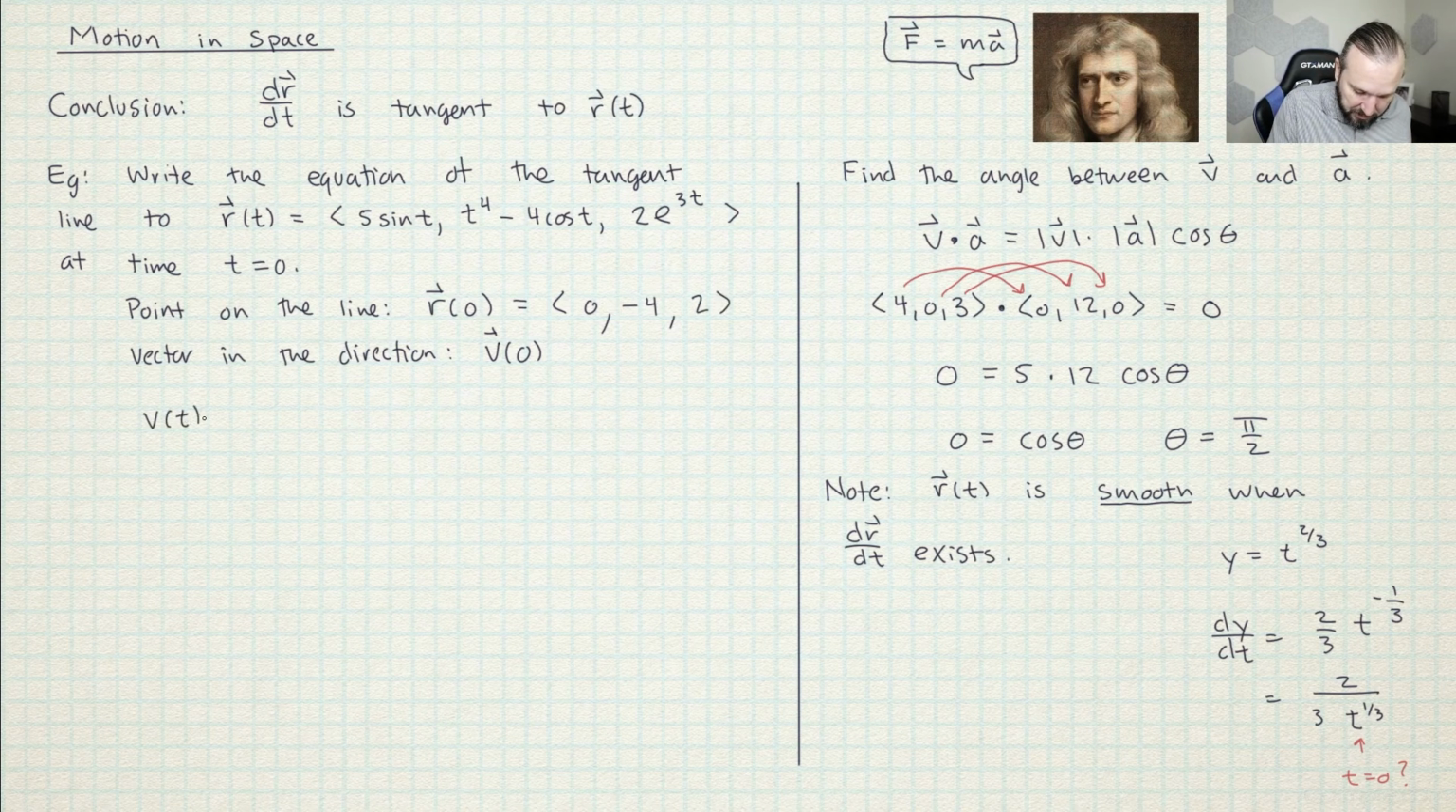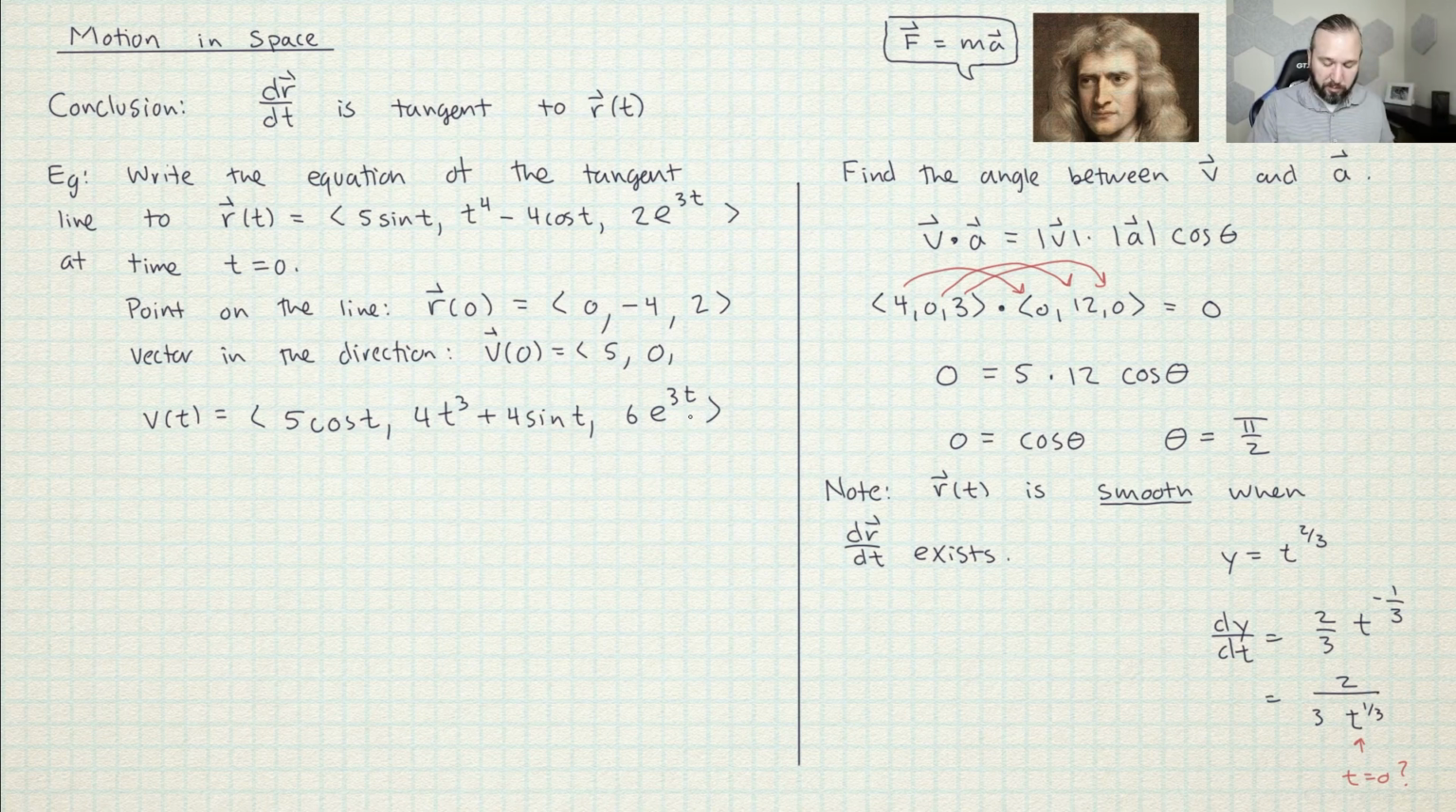Now, v of t is going to be, the derivative of sine is cosine, so 5 cosine t. Then 4t cubed plus 4 sine t. And then chain rule is going to give me 6e to the 3t. So v of 0, the cosine of 0 is 1, so this is going to be 5. And then 0 here, and then just as before, when I plug a 0 in for that t, I'm just going to get e to the 0, which is 1, so this whole thing is going to be 6.